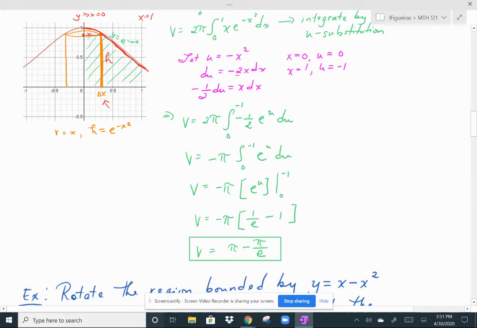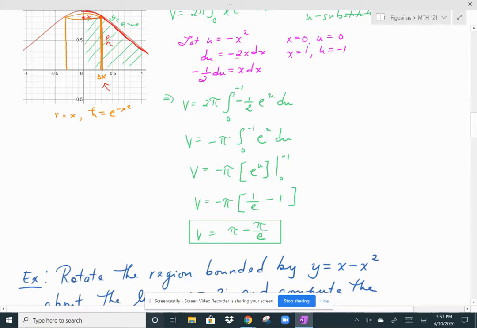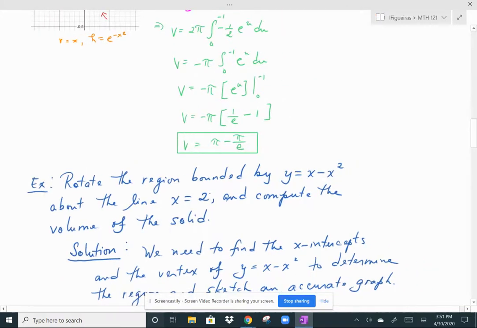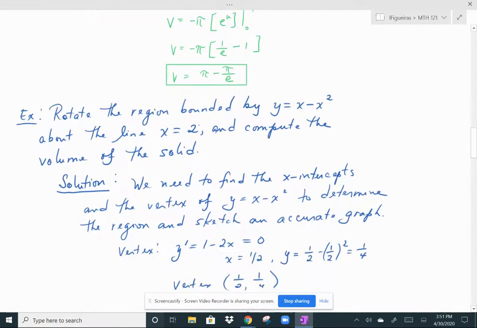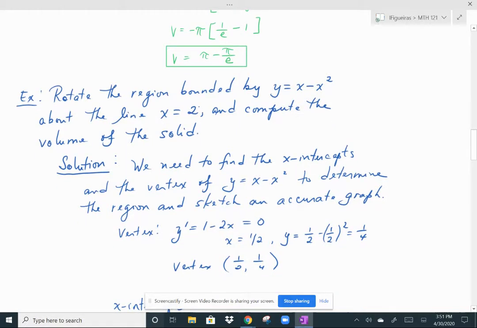Okay, let's do another example. Here we want to compute the volume of the solid from the region bounded by y equals x minus x squared about the line x equal to 2. So this time I'm rotating around a different line, but x equal to 2 is a vertical line. So it will be similar to what we did in the previous two examples where we were rotating around y. But when we rotate around a different line, you're going to have to make an adjustment to your radius.